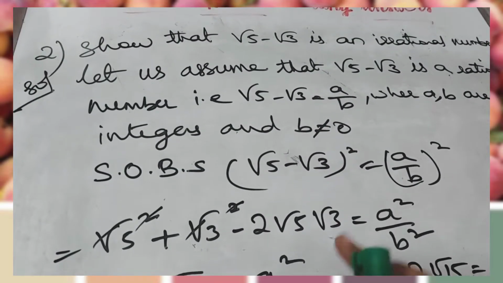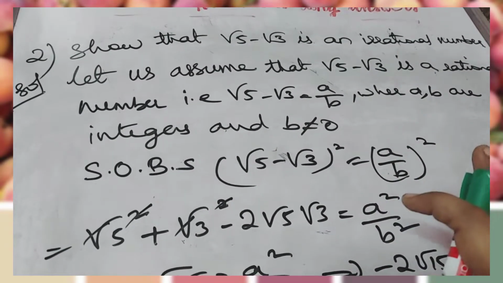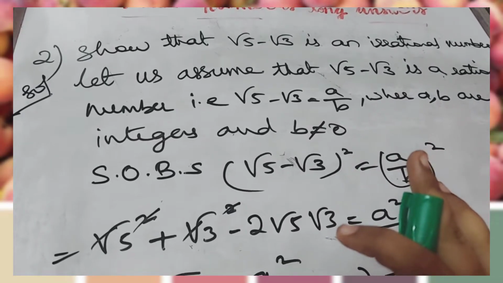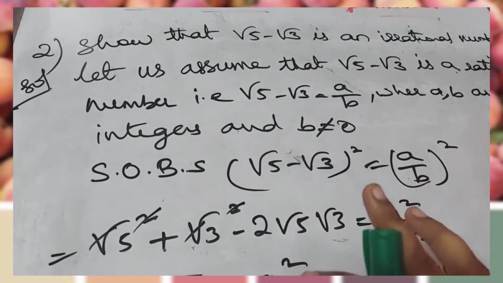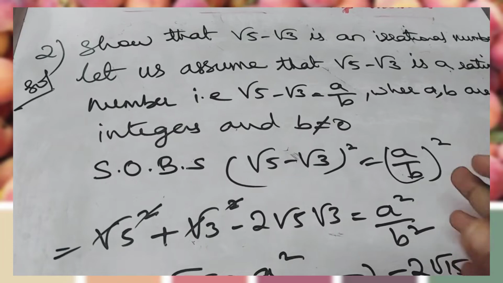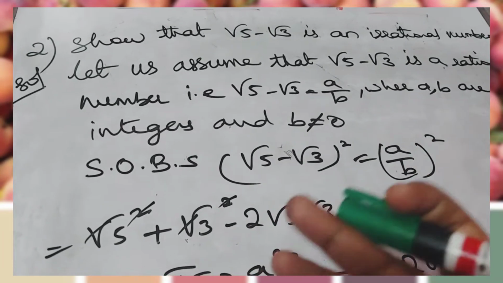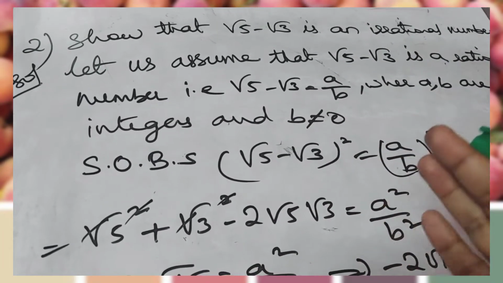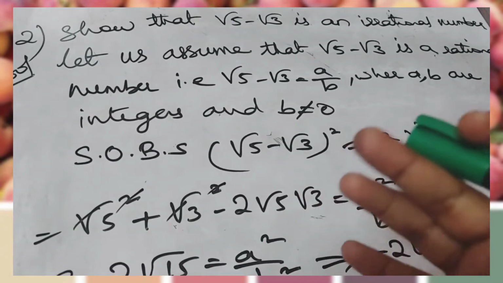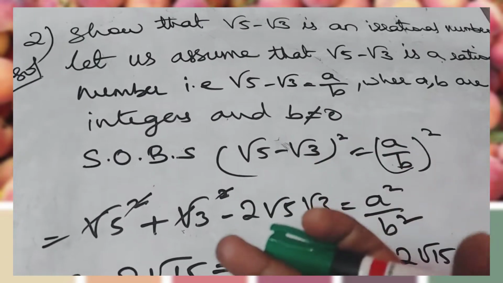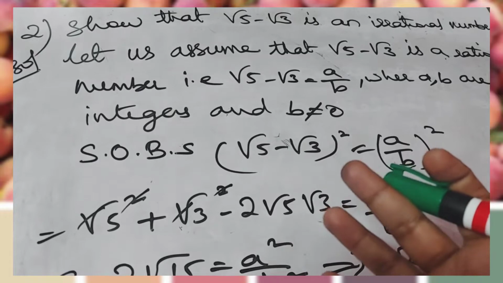Now the second sum is show that root 5 minus root 3 is an irrational number. Here the symbol is changed: before it was plus and now it is minus. So let us assume that root 5 minus root 3 is a rational number, that is root 5 minus root 3 is equal to a by b, where a and b are integers and b should not be equal to 0. So again squaring on both sides.